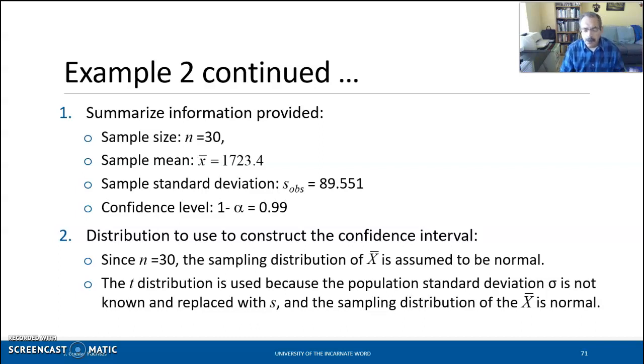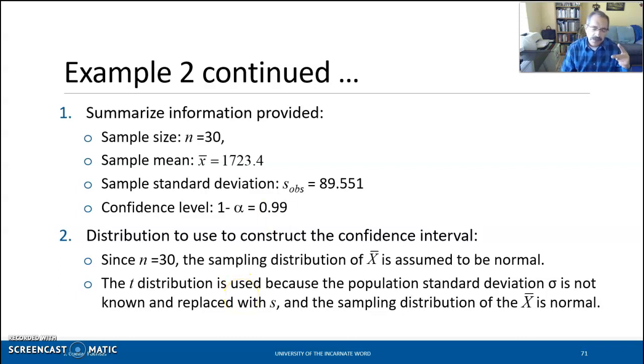Number one, summarize the information. This is an important step to ensure that you identify the information given to you correctly so that you can enter it correctly into the equations for the confidence interval limits. So you have the sample size, the sample mean, the sample standard deviation, and the confidence level. These are the 4 pieces of information that you're going to use in the equation of the confidence interval to compute the confidence interval limits.